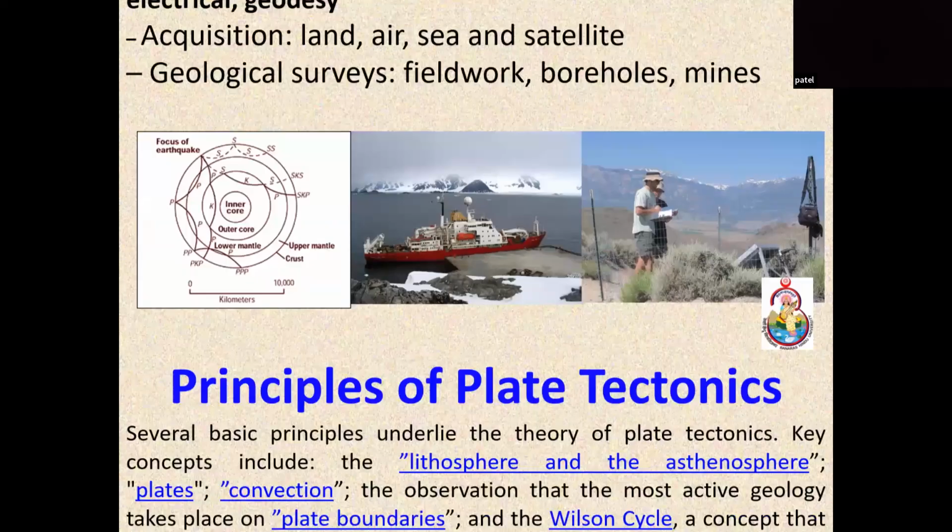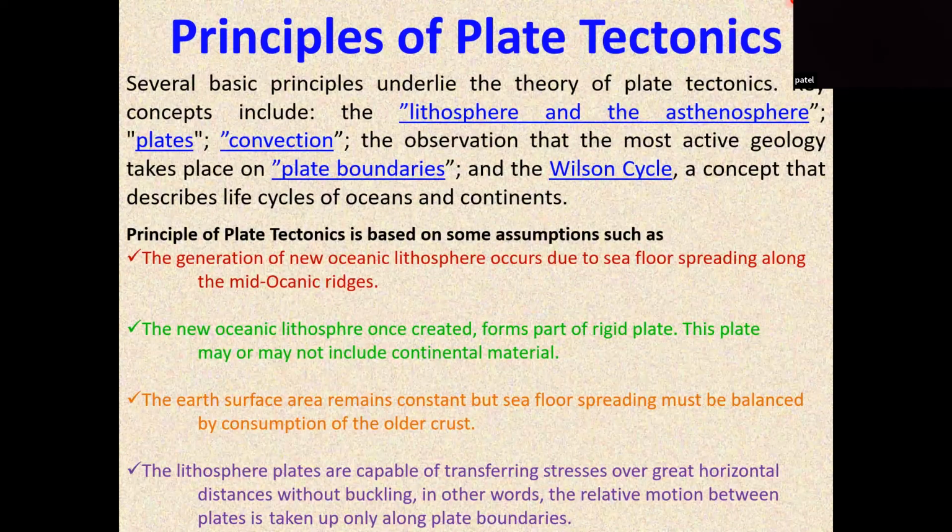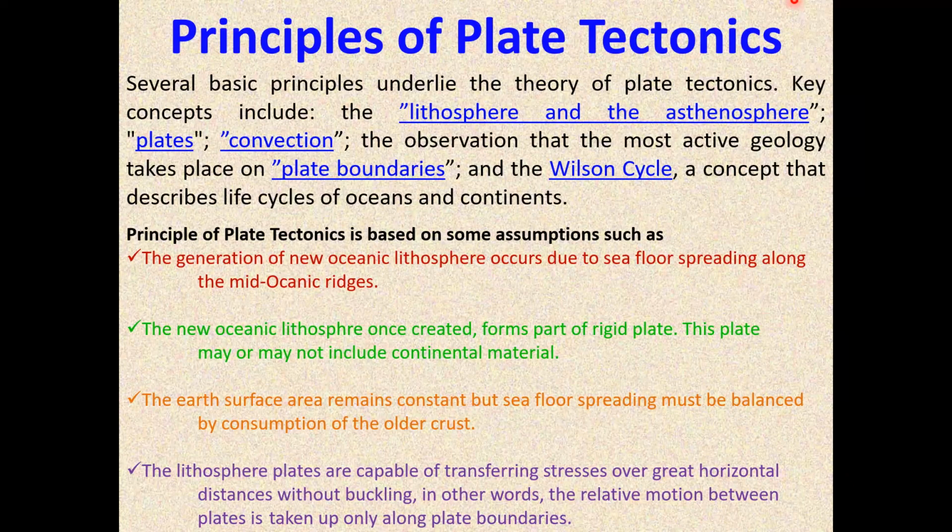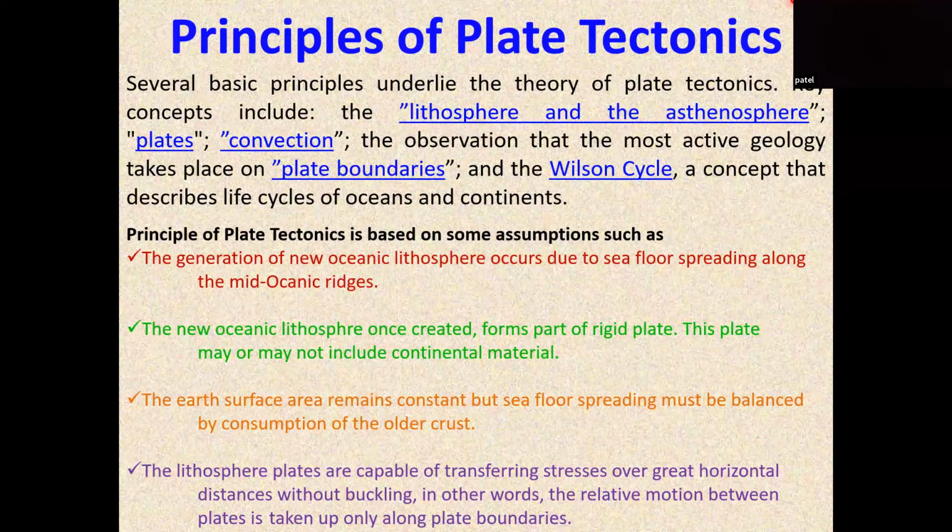and geological observations. The principle of plate tectonics is totally based on many other concepts, like what I discussed: the lithosphere and asthenosphere, the lithosphere divided into different plates, and the convectional current in the asthenosphere. Based on all these concepts, the plate tectonics theory is derived. One of the major assumptions in the plate tectonics theory is that new plates, or new oceanic lithospheres, are generating due to sea floor spreading around the mid-oceanic ridge.